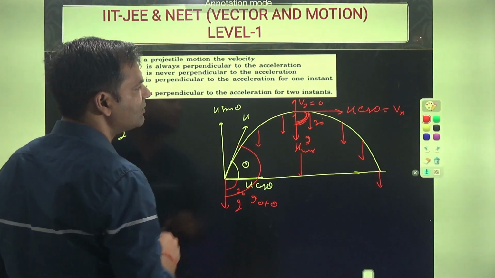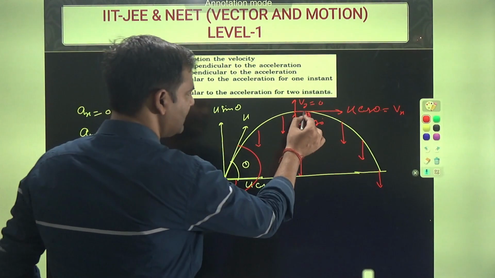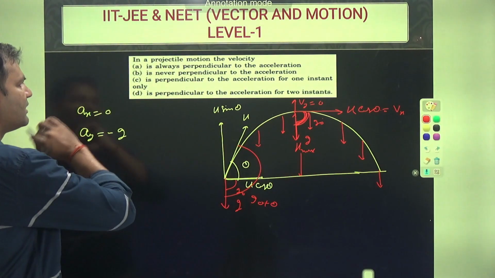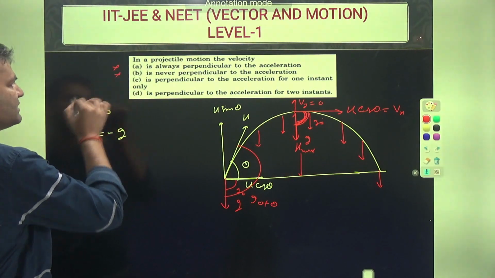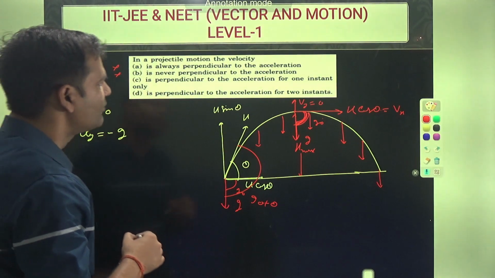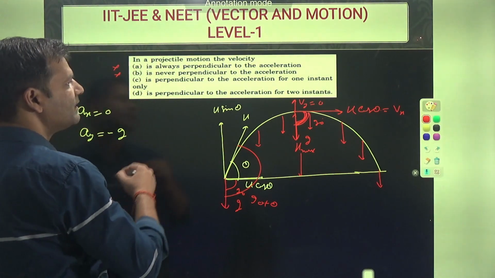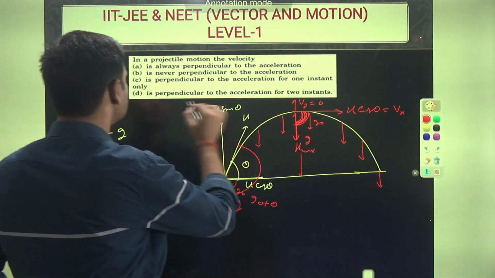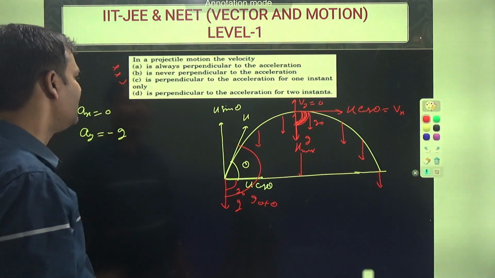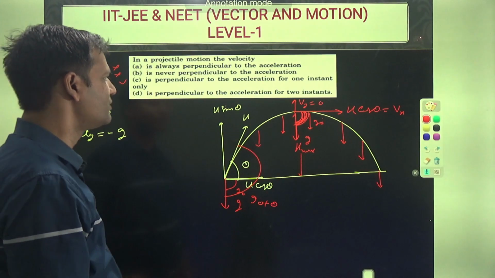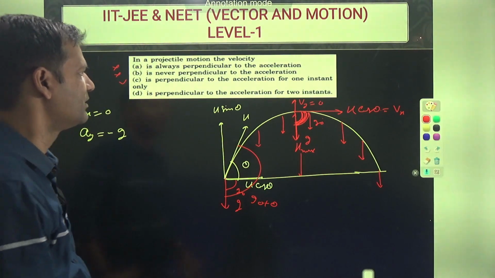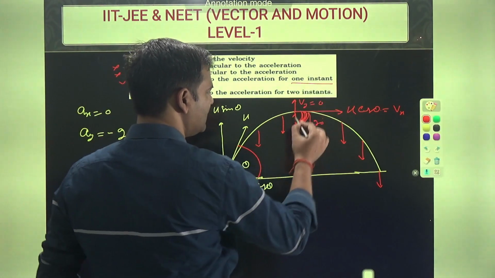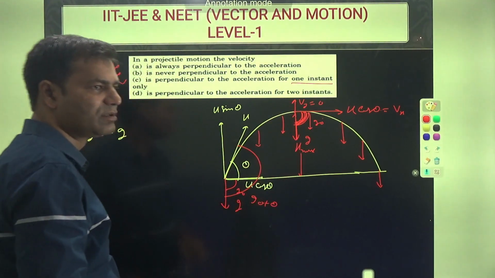It is perpendicular at the highest point. So B is correct. A and B are incorrect. Now C: the velocity is perpendicular to acceleration for one instant only. So C is the correct option. And D says perpendicular to acceleration for 2 instants. No, only one instant, at the highest point.